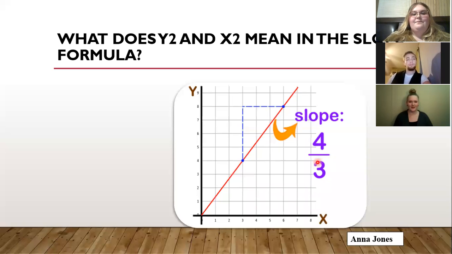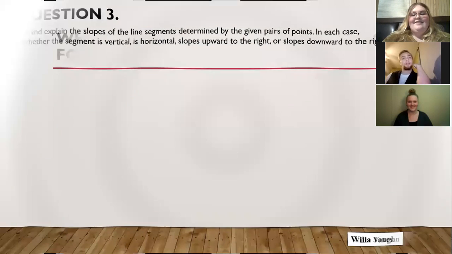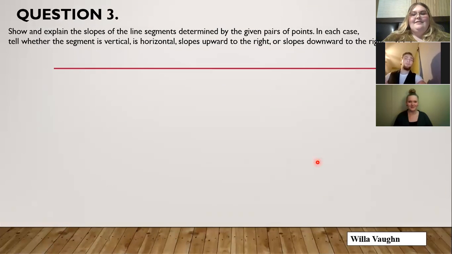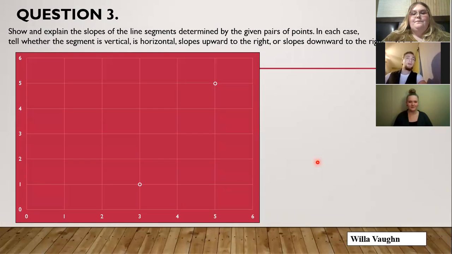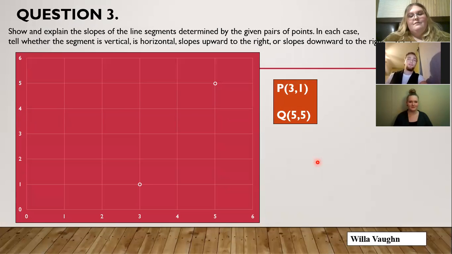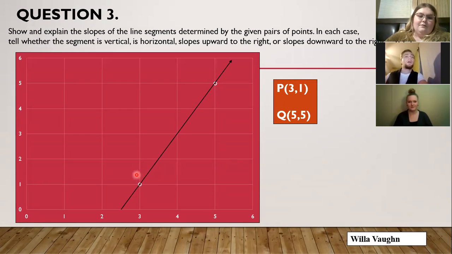All right. Now, guys, I'm a little confused on this part. Can you explain to me what y2 and x2 mean in the slope formula? I am actually quite knowledgeable on that and would love to answer it for you, Anna. So when we're looking at the slope formula, what it's largely asking is to determine the change in the y's divided by the change in the x's. So here we have our points P and Q. We have point P, which is (3, 1), and then we have point Q, which is (5, 5).